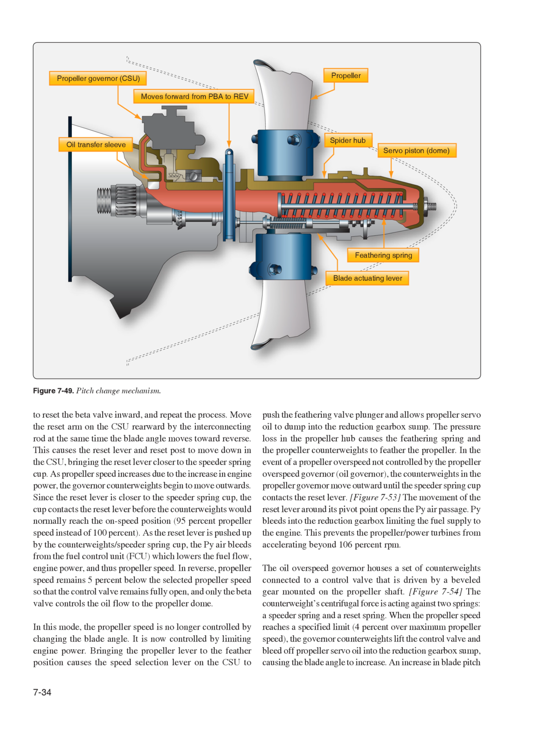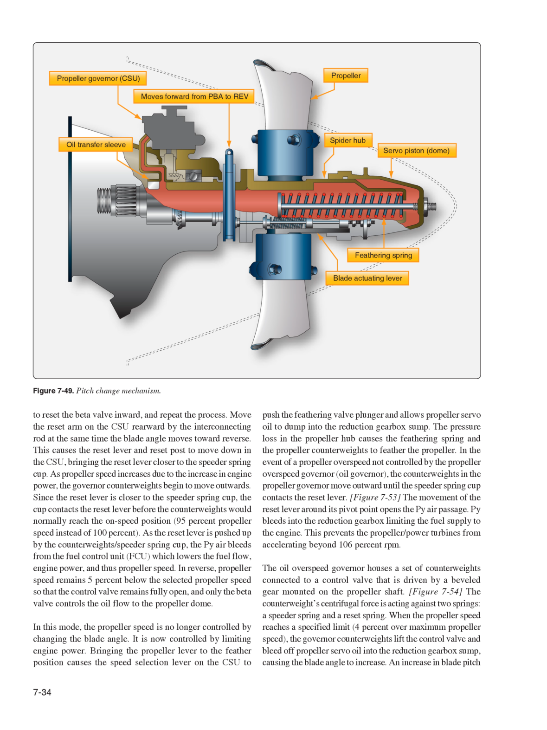In reverse, propeller speed remains 5% below the selected propeller speed so that the control valve remains fully open, and only the beta valve controls the oil flow to the propeller dome. In this mode, the propeller speed is no longer controlled by changing the blade angle. It is now controlled by limiting engine power.